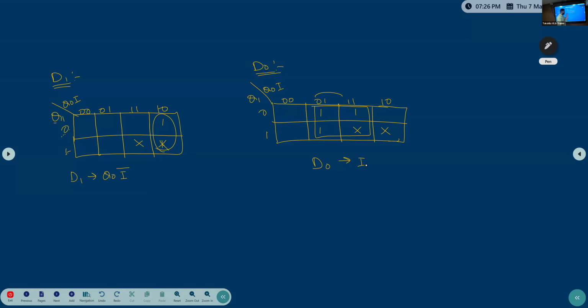See, in the mapping, what you need to check: when you are mapping all these 4, you need to check what is common. That bit should not change. That bit should not switch. So if you see Q1, in this both are mapped, right? Here it is 0. In this case it is 1. This we should not take.